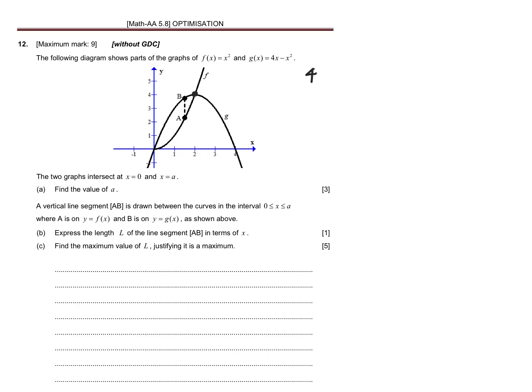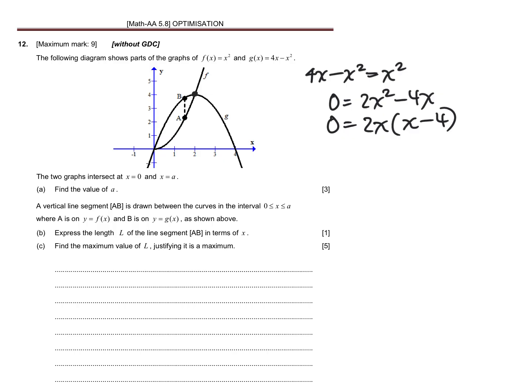So we've got 4x minus x squared equals x squared. So we're going to have 0 is 2x squared minus 4x, and factor out a 2x, and have this on the inside. So x is 0 or x is 4. So this is A.